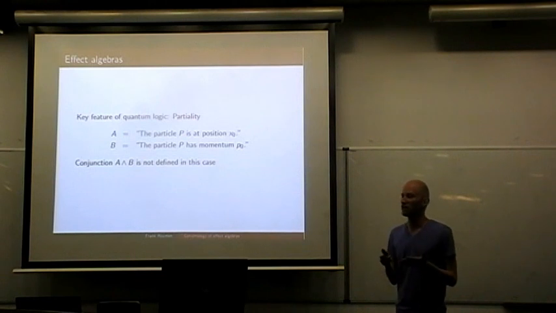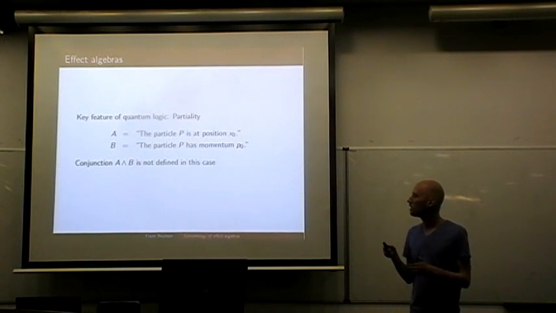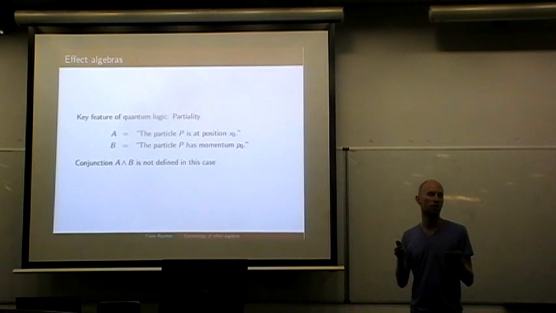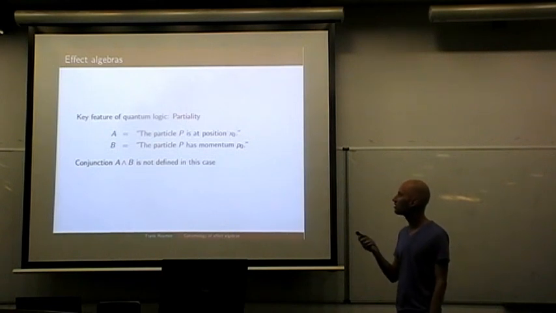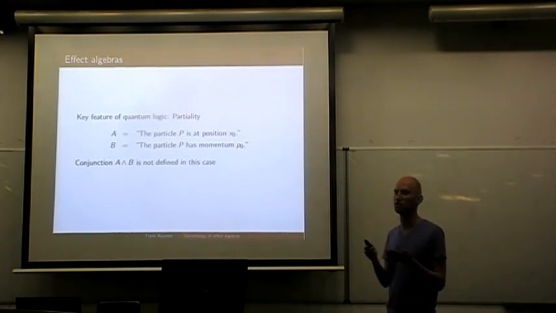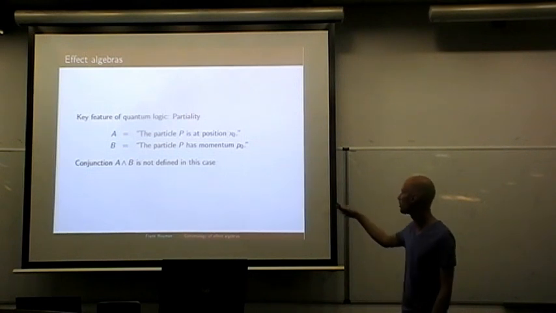Okay, so what are effect algebras? We've already seen them in Duško's talk yesterday, but I'll briefly summarize it. Effect algebras are an algebraic model of quantum logic, just like Boolean algebras are an algebraic model of classical logic. A key feature of quantum logic is that it should be partial. So, for example, conjunction is not always defined.